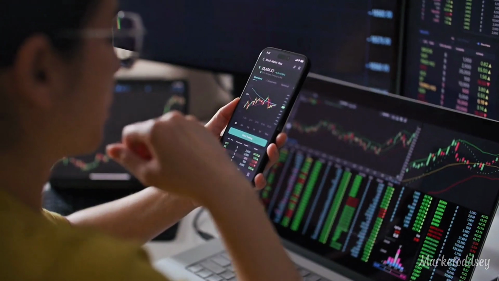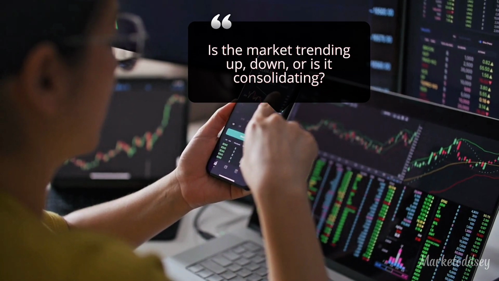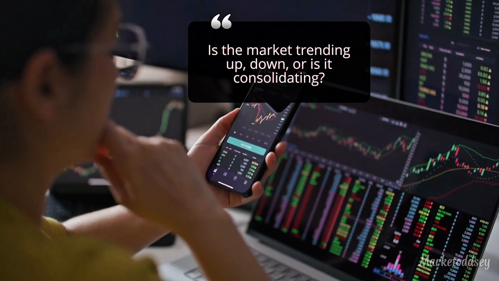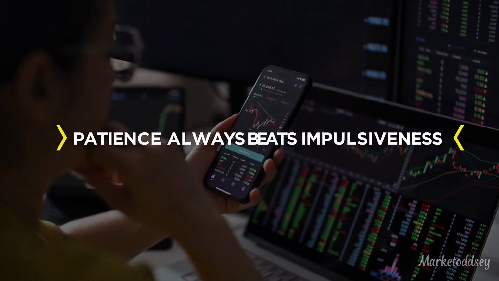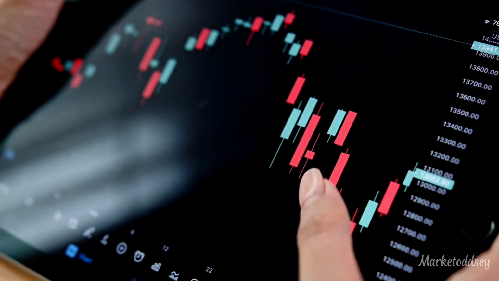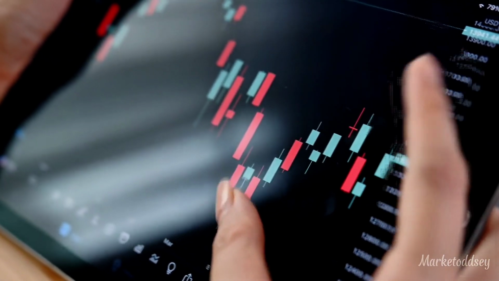Here's a pro tip. Before you make any trade, ask yourself, is the market trending up, down, or is it consolidating? If you're not sure, it's best to wait. Patience always beats impulsiveness.